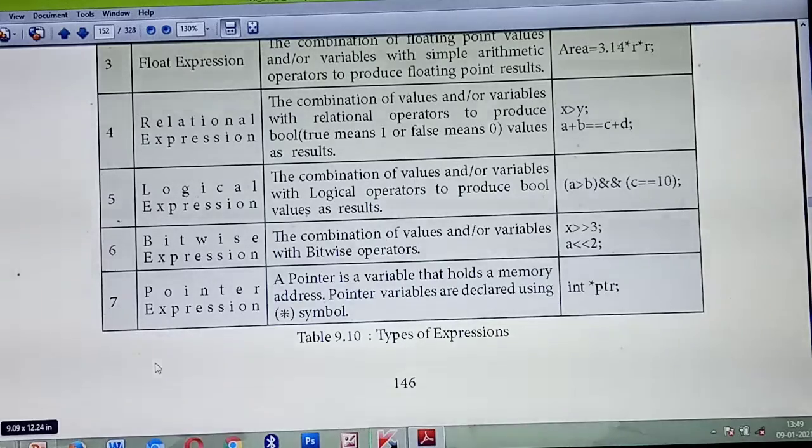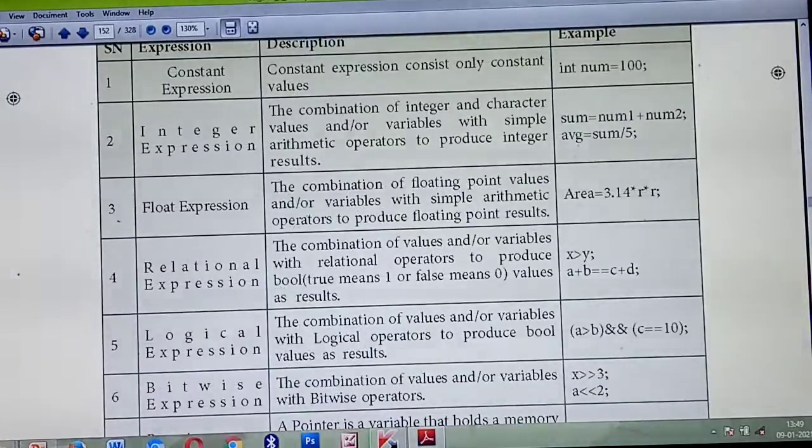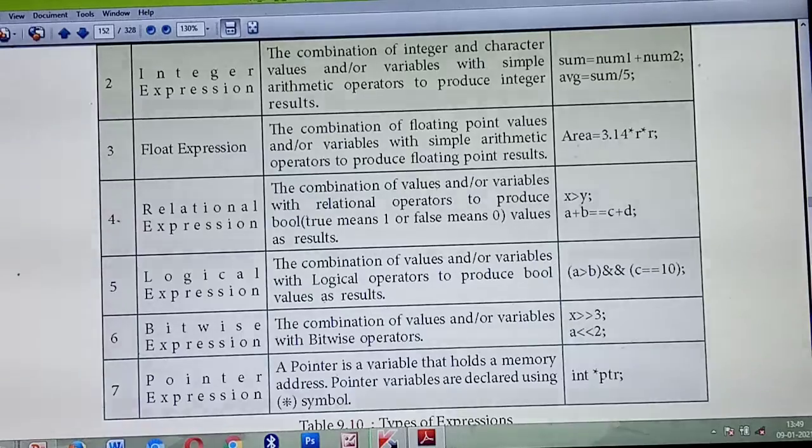Understood? For the pointer symbol, which is the pointer symbol? Asterisk. This is the pointer symbol. This symbol is used along with the variable, so it will display the memory address for the variable. Understood? So here this is the symbol, asterisk, pointer of. Okay. So in total, how many expressions have we studied? 7. What are they? Constant expression, integer expression, float expression, relational, logical, bitwise and pointer.